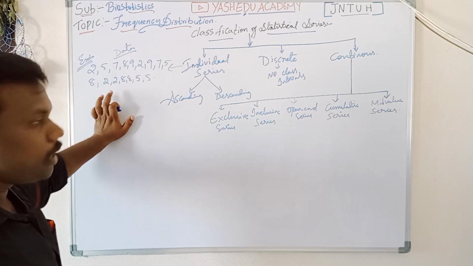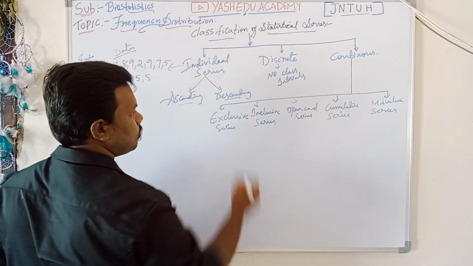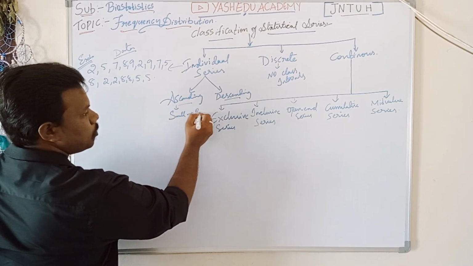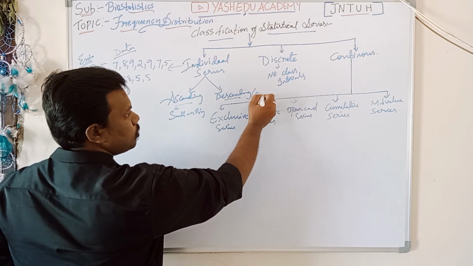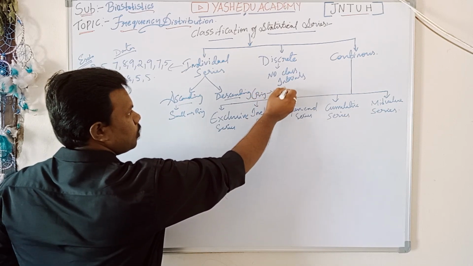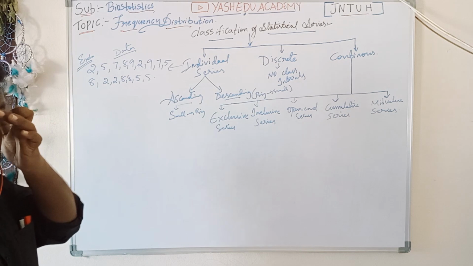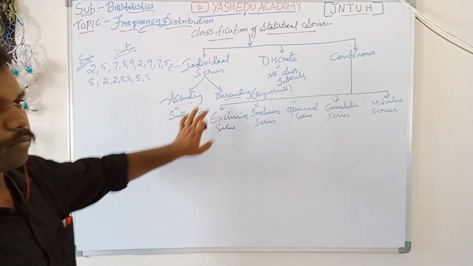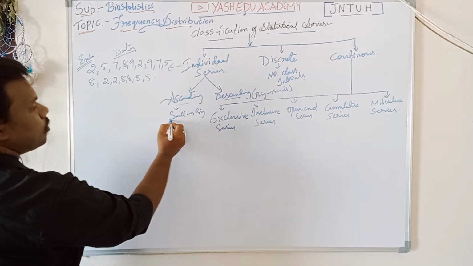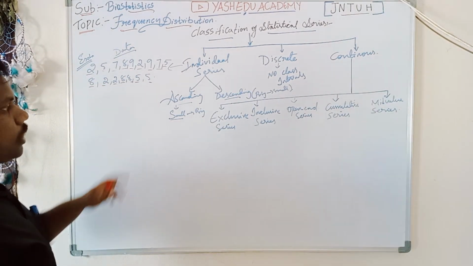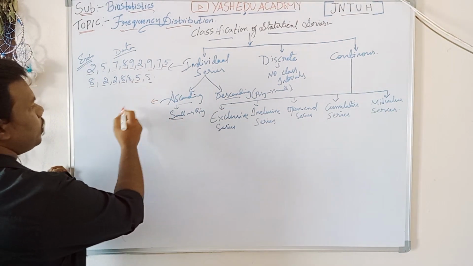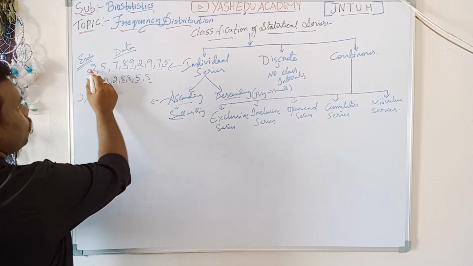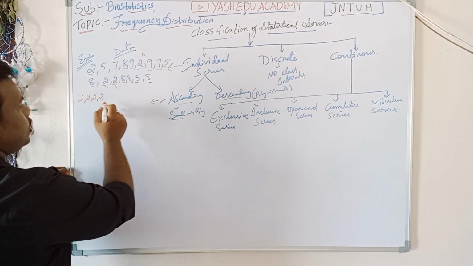Now we should write them in the form of ascending and descending. Ascending is nothing but small to big, and descending is nothing but big to small. This individual series data can be written in ascending and descending format. In ascending format, first we should write the small numbers. 2, 2, 2, 2: 1, 2, 3, 4 times it is finished. Now 5.